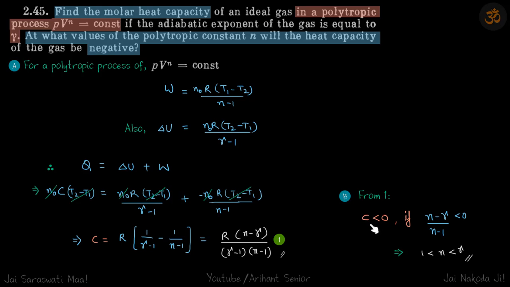It is very strange if you think of it. That is, if you want to increase the temperature of the gas, you must take the heat out. Very, very counterintuitive. Generally, we give the heat and the temperature rises. But if C is less than 0, that means if the temperature is rising, the heat is being taken out. This can happen in this kind of process where n is between 1 and gamma.